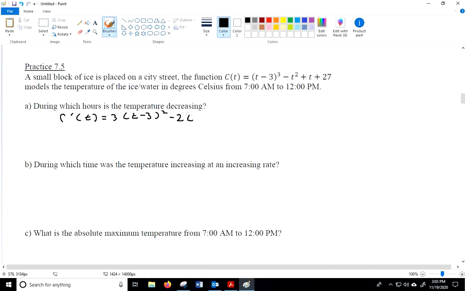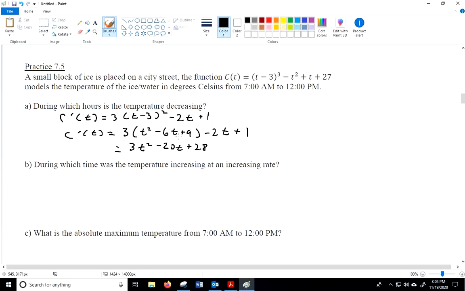And then minus 2t plus 1. So we need to figure out when this is negative. Well, we can expand that, right? That'd be t squared minus 6t plus 9 minus 2t plus 1. So that'll be 3t squared minus 20t and then plus 28.